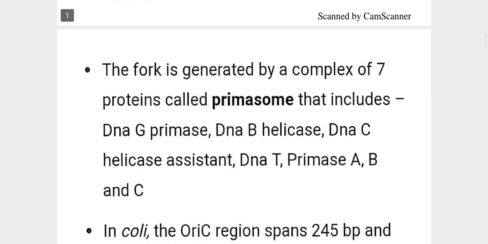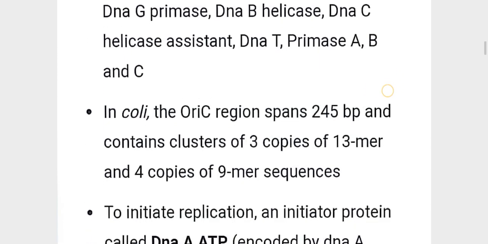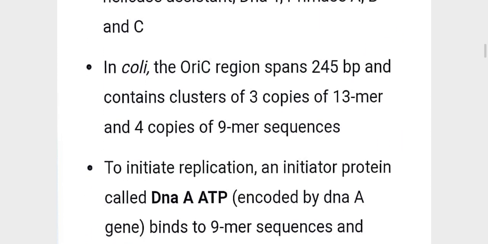The fork is generated by a complex of 7 proteins called the primosome that includes DnaG primase, DnaB helicase, DnaC helicase assistant, DnaT and primase A, B and C. In Escherichia coli, the oriC region spans 245 base pairs and contains clusters of 3 copies of 13-mer and 4 copies of 9-mer sequence.